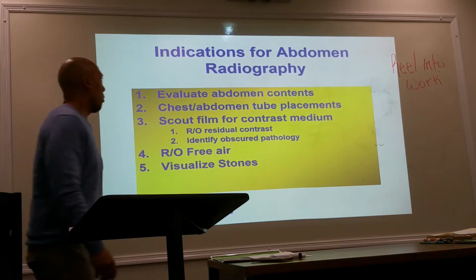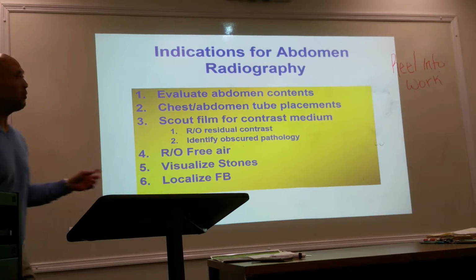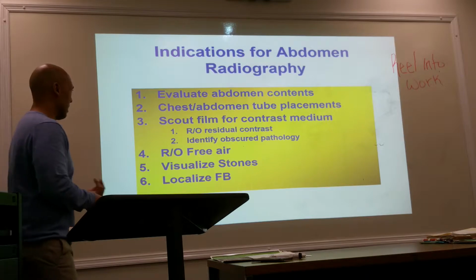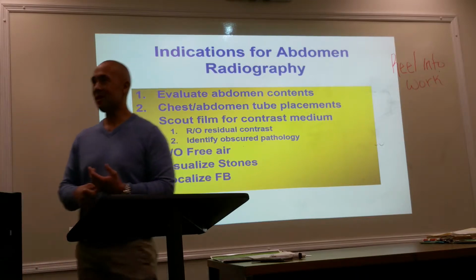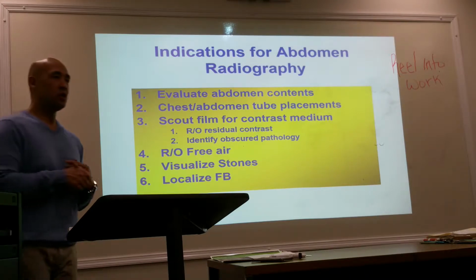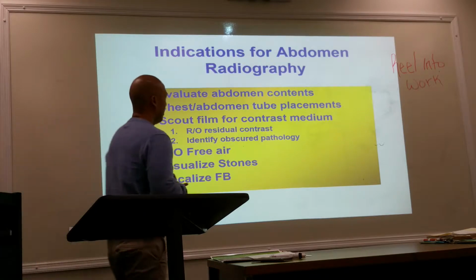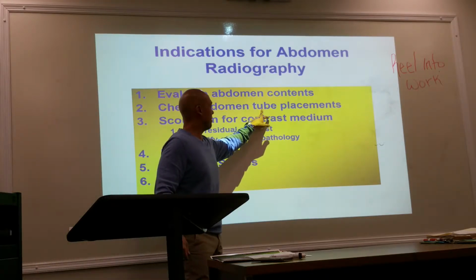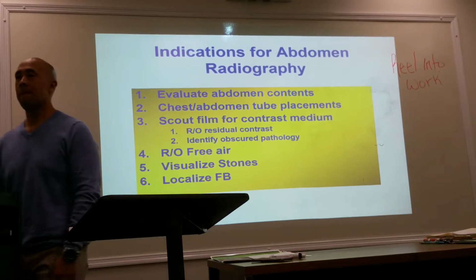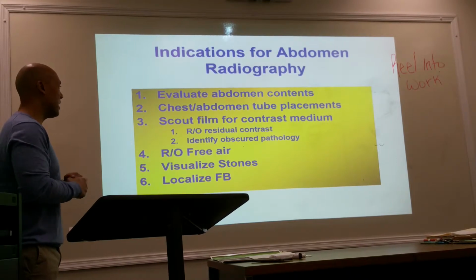All right. Why do we do an abdomen study? Number one is to evaluate the contents of the abdomen. Number two is to localize tube and line placements. Number three is a scout film for contrast media.